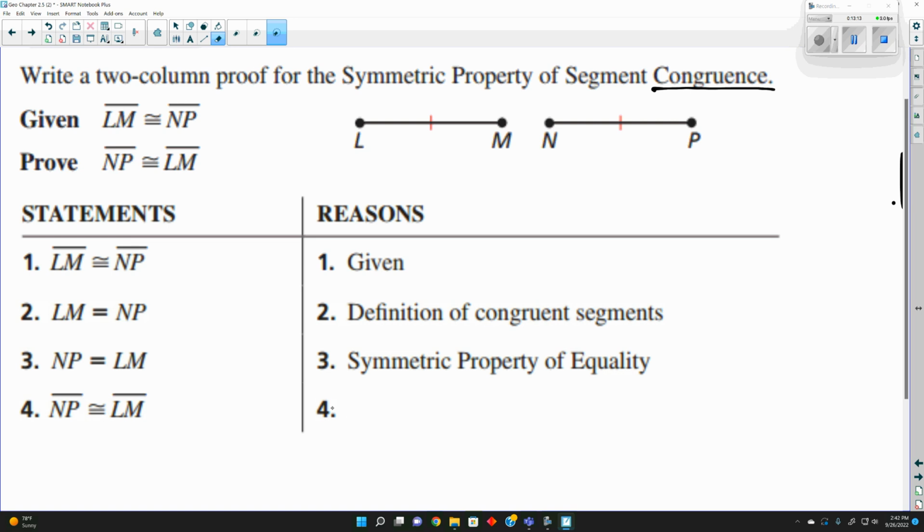So any questions on this so far? Okay. Does anybody have a guess at what's going to be on line number 4? Because we're trying to go from equals to congruent. Well, we know two things are congruent if they are equal, yes? And that's by the definition of congruent segments. The definition of congruency is that if two things are equal, then they are congruent. That's it.